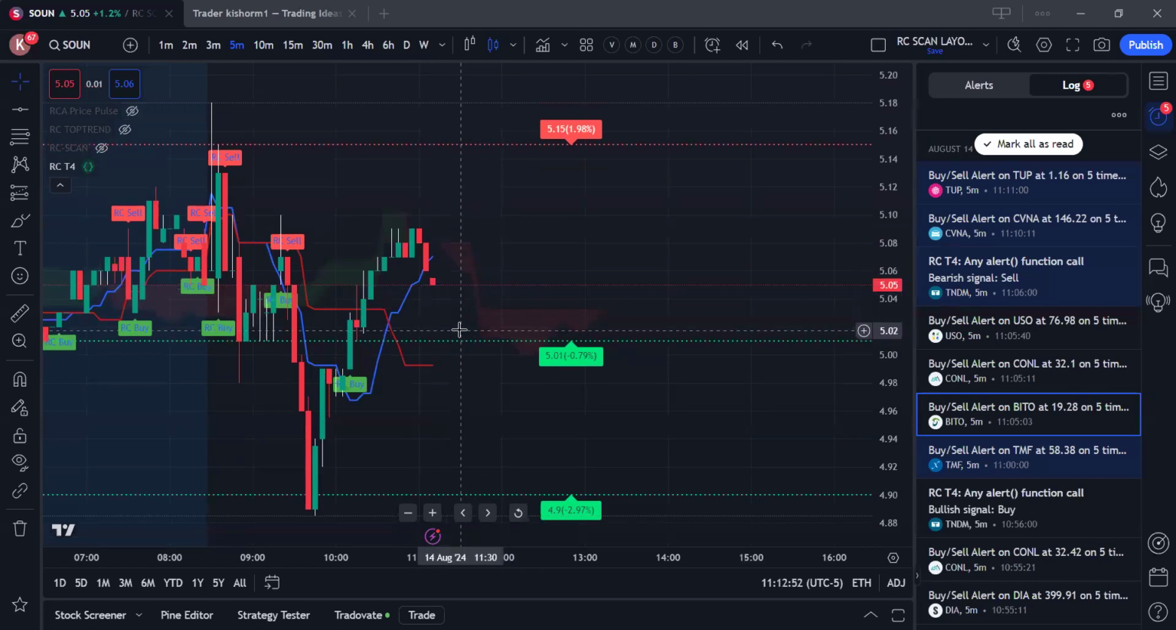Below the cloud, so we'll get a sell signal now, and then we can go minimum till 4.9.